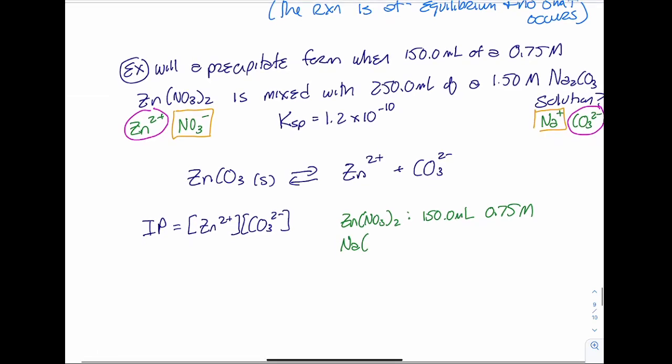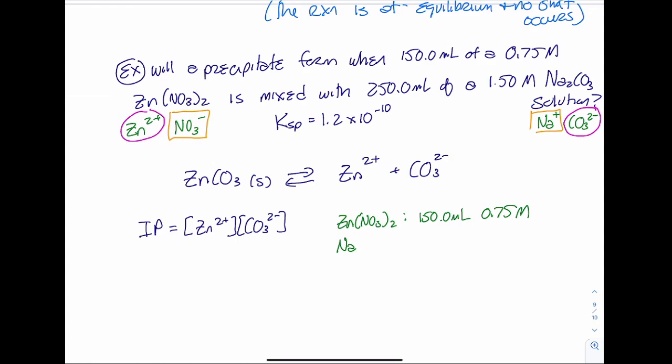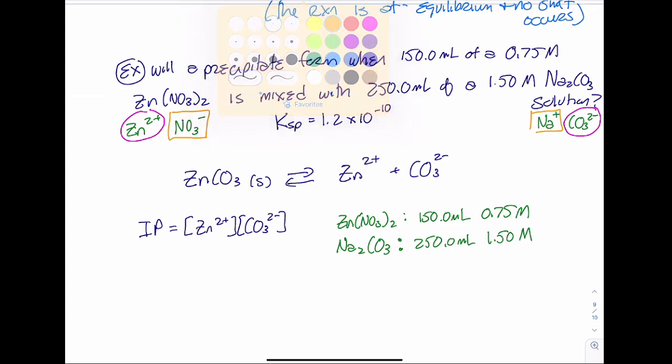And then for sodium carbonate, I have 250 milliliters and it's 1.50 molar. So we don't really care about the nitrate again. We don't care about the sodium. I know, looking at my chemical formula, there's 1 zinc and there's 2 nitrates. So I know whatever my concentration of zinc nitrate is going to be my concentration of zinc ions, right?